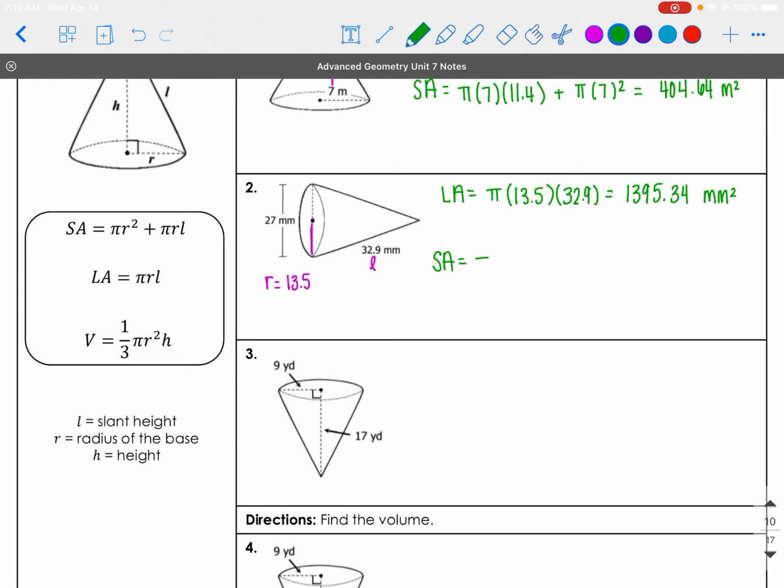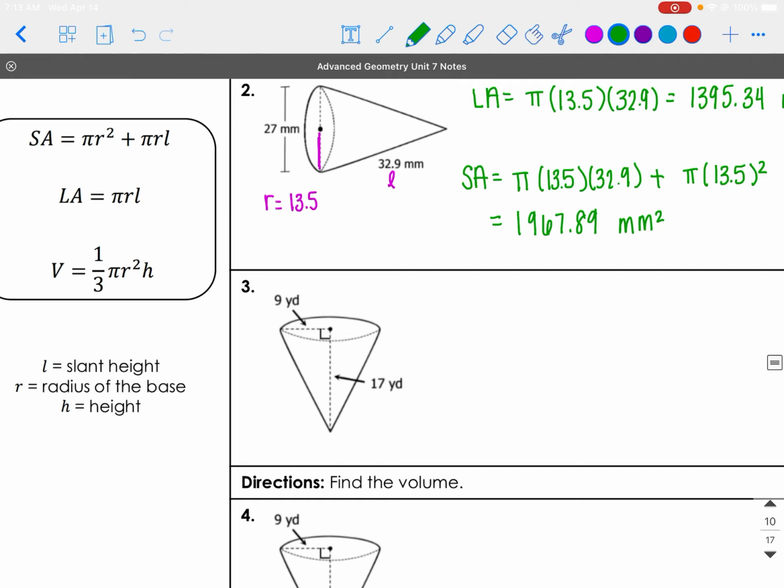And for the surface area, we still have that pi r L plus pi r squared. So type that into your calculator, and you get 1,967.89.